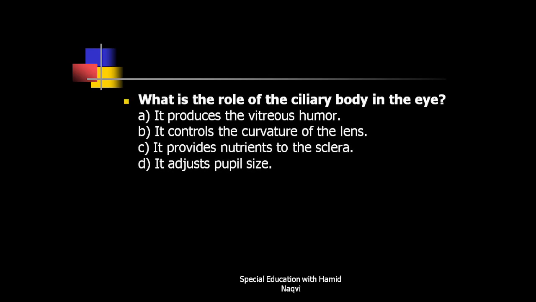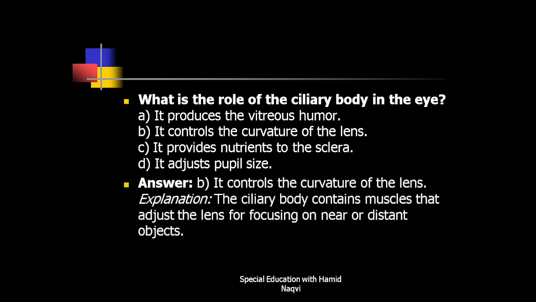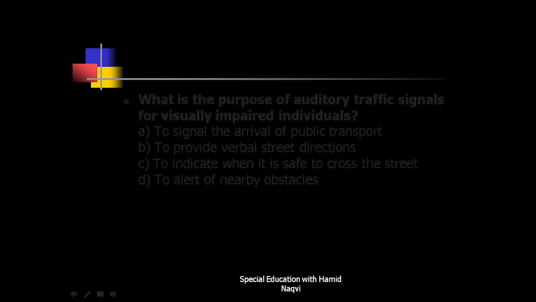What is the role of the ciliary body in the eye? It produces the vitreous humor, it controls the curvature of the lens, it provides nutrients to the sclera, it adjusts pupil size. Answer is, it controls the curvature of the lens. The ciliary body contains muscles that adjust the lens for focusing on near or distant objects.